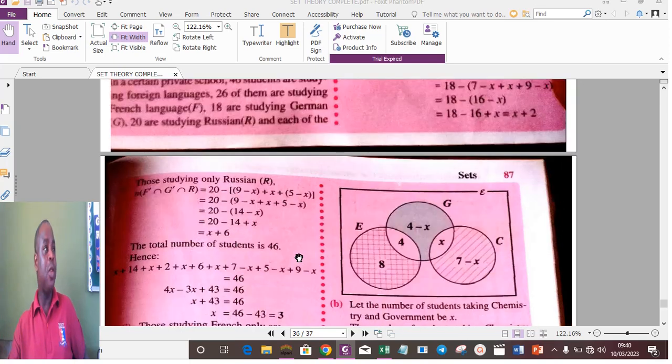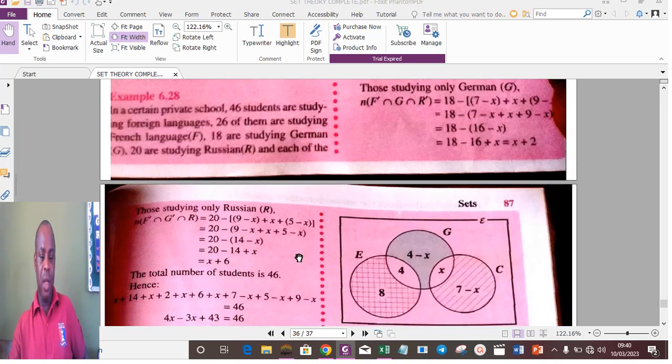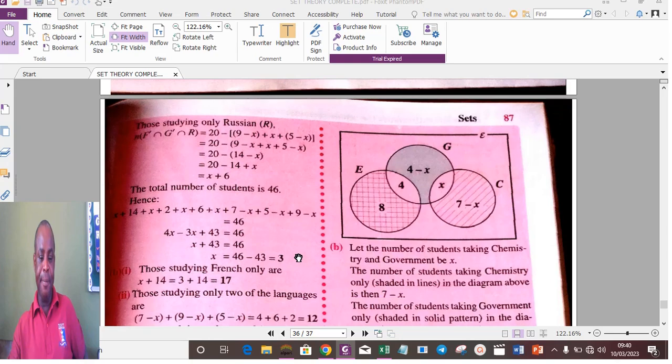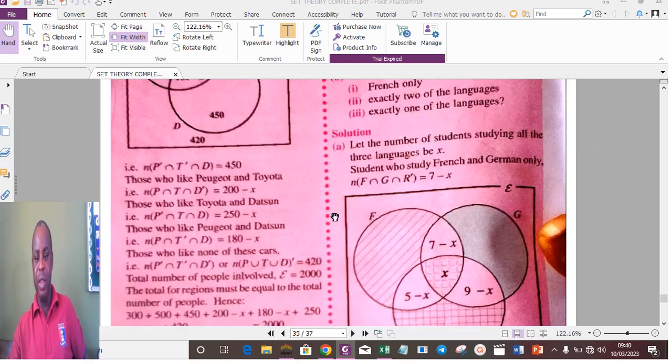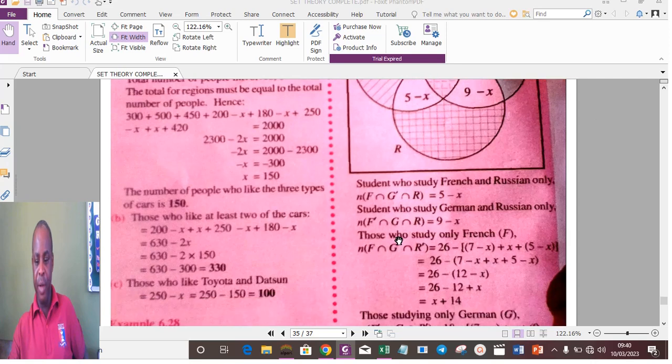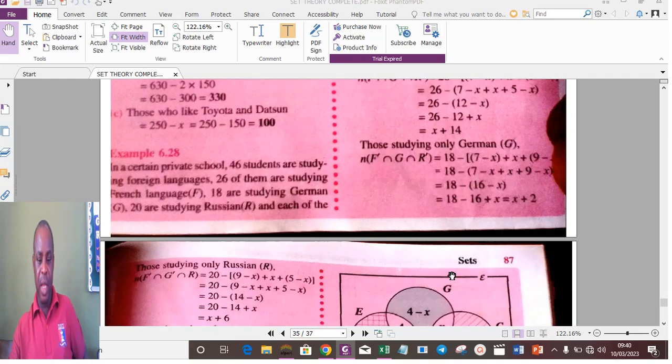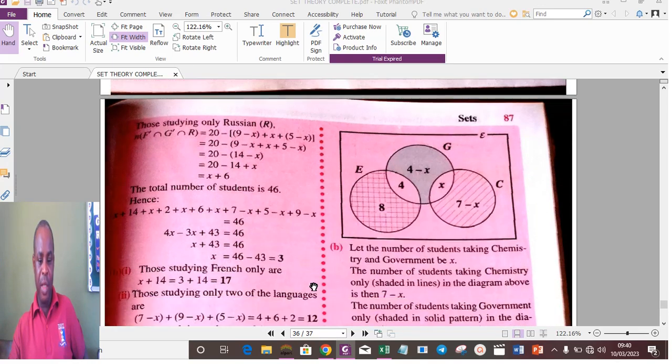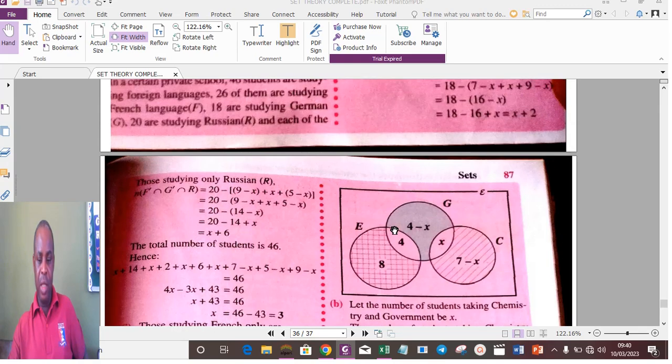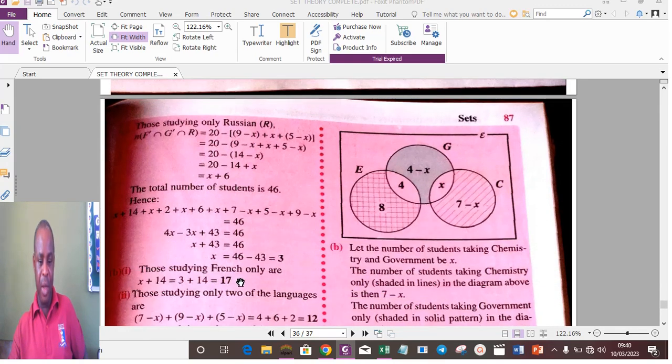Now those who are studying French only, see, this is French only. That is what we got here, French only: s plus 14. What is s? We got our s to be 3. So 3 plus 14 will give us 17. That's how we have 17 here.